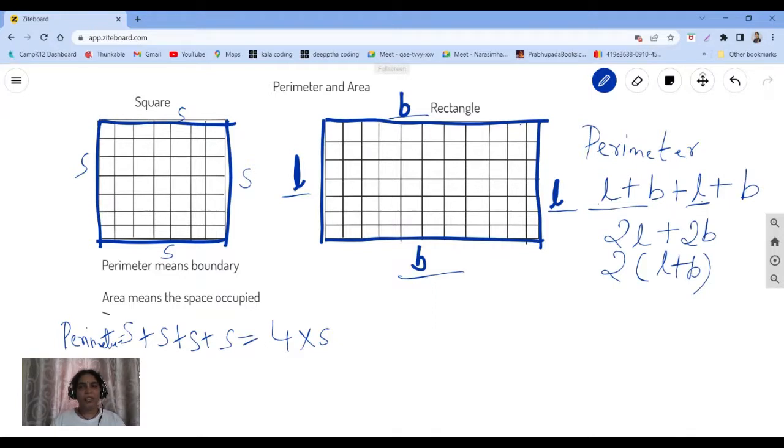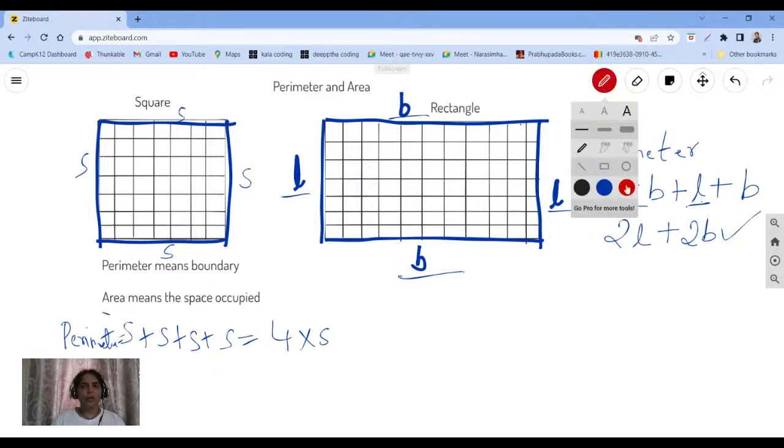Either this or this, whichever you apply, you're going to get the same answer. Only the thing is, 2L plus 2B means you would have made your own formula. You're not memorizing it. So this you can remember very nicely and very easily. So we finished the perimeter of a square and a rectangle.